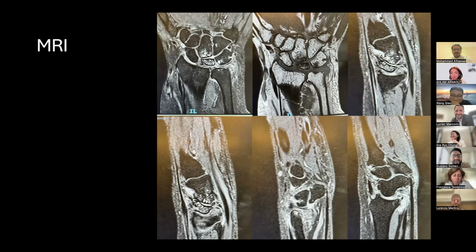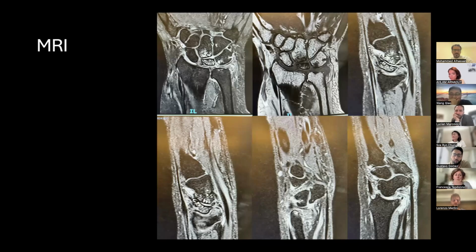I think for me, MRI is sufficient only in early cases when the shape is preserved on the X-ray and in MRI. Then probably in that case, the CT scan does not give you much more information. But as soon as I have a doubt on the shape or the fragmentation of the lunate, then I ask for a CT scan in addition to the MRI.